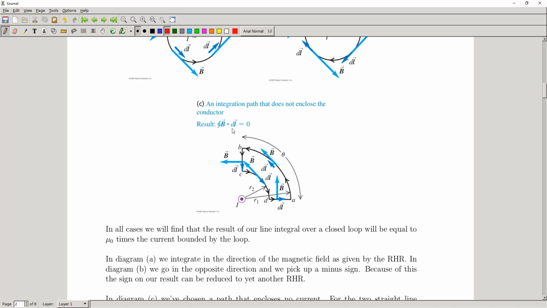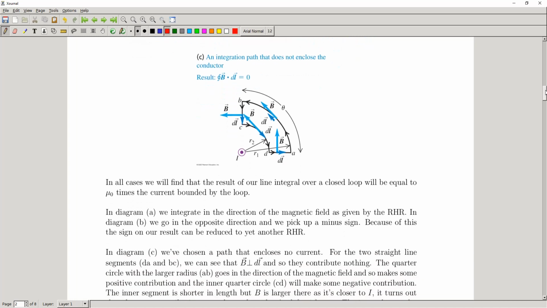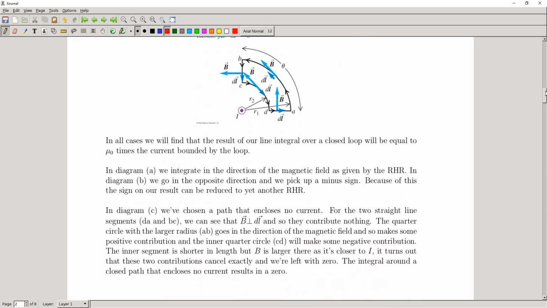So you can see it here. This is going to give us 0. Now why does this give us 0? I talk about it in this bottom paragraph here.